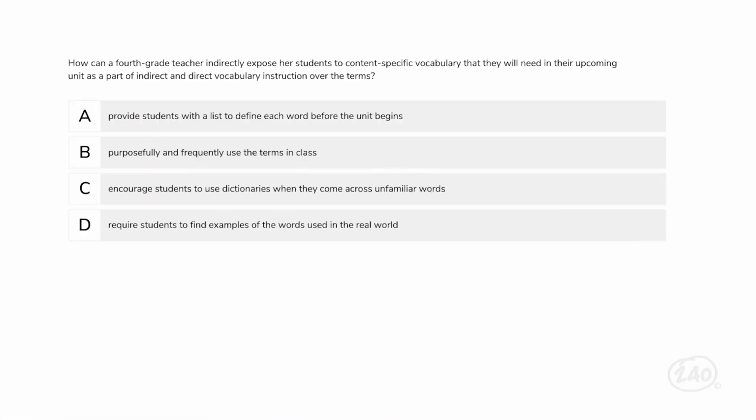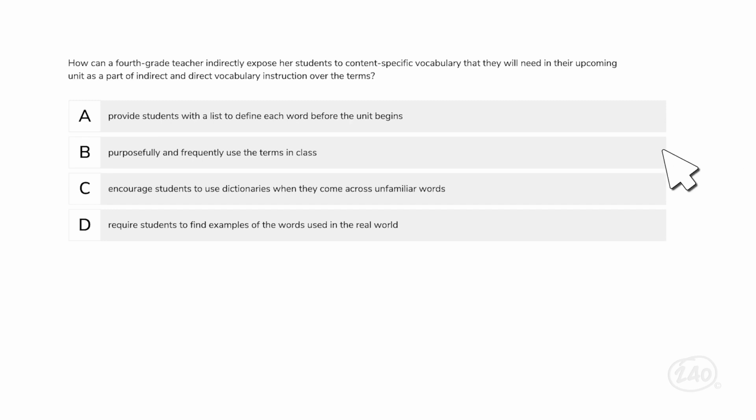Now, let's look at a vocabulary question. How can a fourth grade teacher indirectly expose her students to content specific vocabulary that they will need in their upcoming unit as a part of the indirect and direct vocabulary instruction over the terms? Provide students with a list to define each word before the unit begins. Purposefully and frequently use the terms in class. Encourage students to use dictionaries when they come across unfamiliar words. Require students to find examples of the words used in the real world.